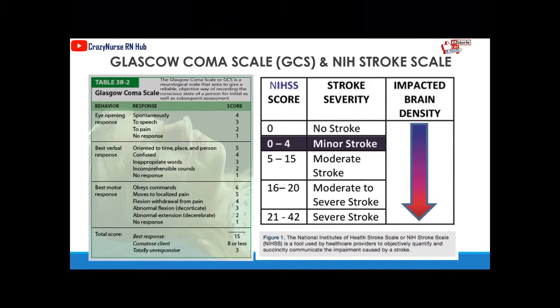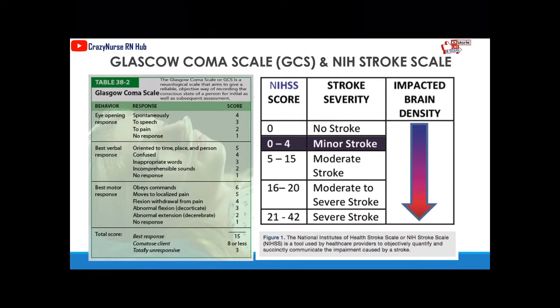The total GCS score is the sum of the numeric values assigned to each of the three areas evaluated. The highest GCS score is 15 for a fully alert person, and the lowest possible score is 3. A GCS score of less than or equal to 8 is generally indicative of coma. So we have here the interpretation for your GCS. For the best response, we have 15. Comatose client, we have 8 or less. And totally unresponsive, we have a score of 3.